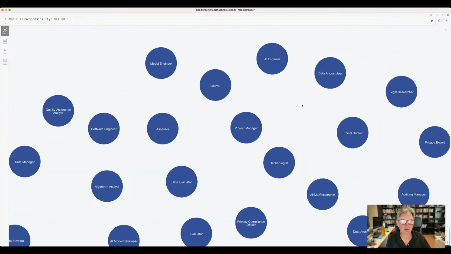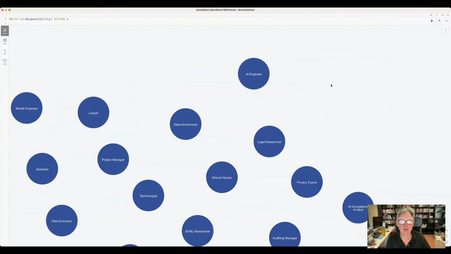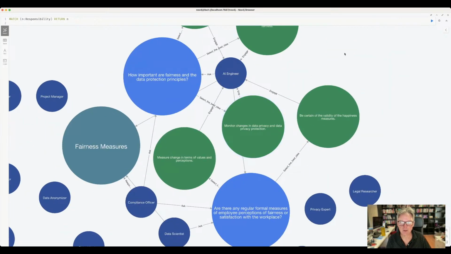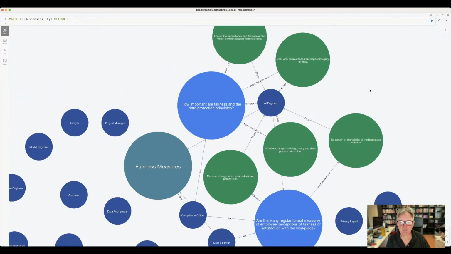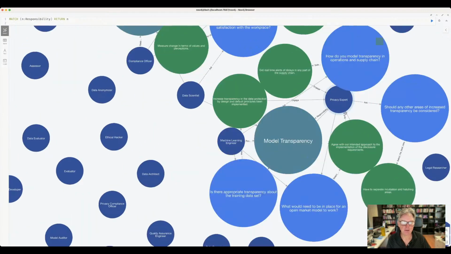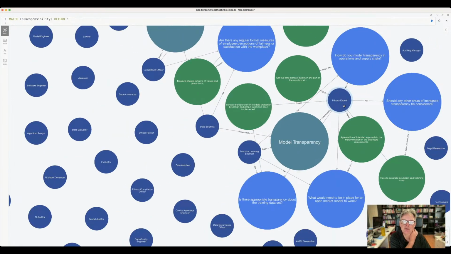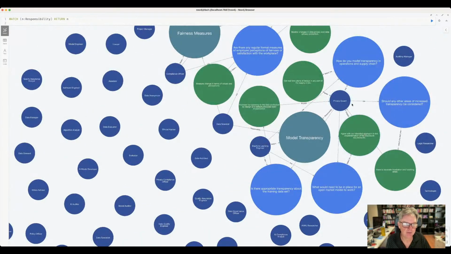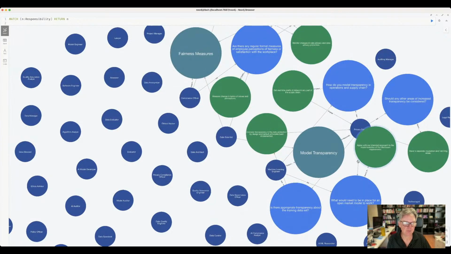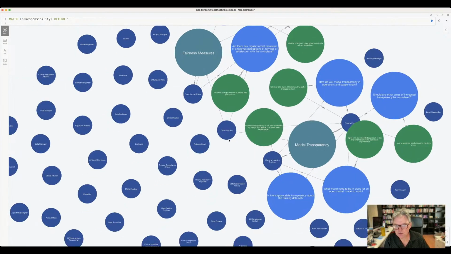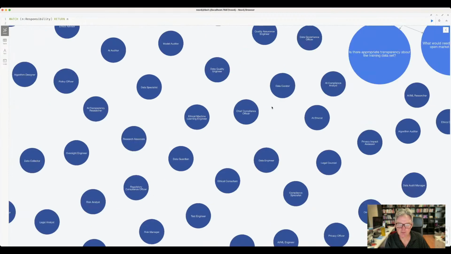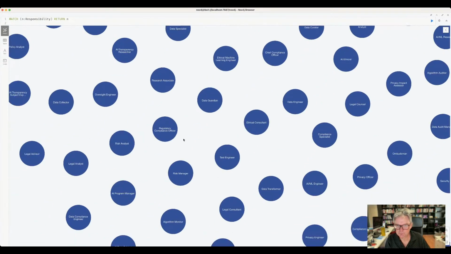So let's take this one, AI engineer. And that's a question to be asking of the AI engineer related to fairness measures. And these are the activities that you want to be looking for when you're talking to that AI engineer. Privacy expert, same thing. It's got a few more questions that you can ask of the privacy expert. And these are the job activities that are related to that person. So these are all the job roles. I'll pan over them and you can have a look at them. They're in the data set down below as well.